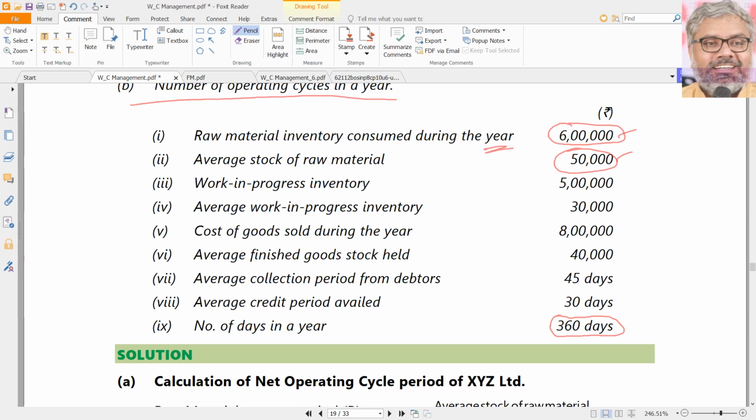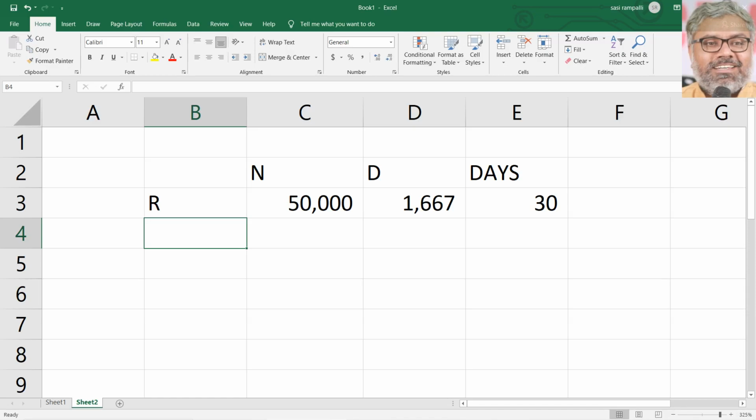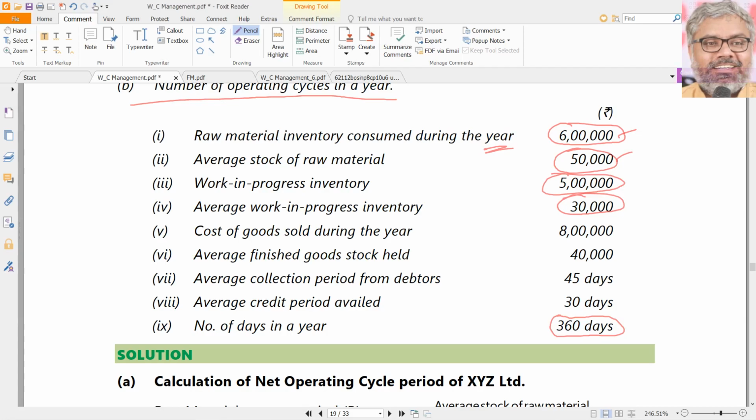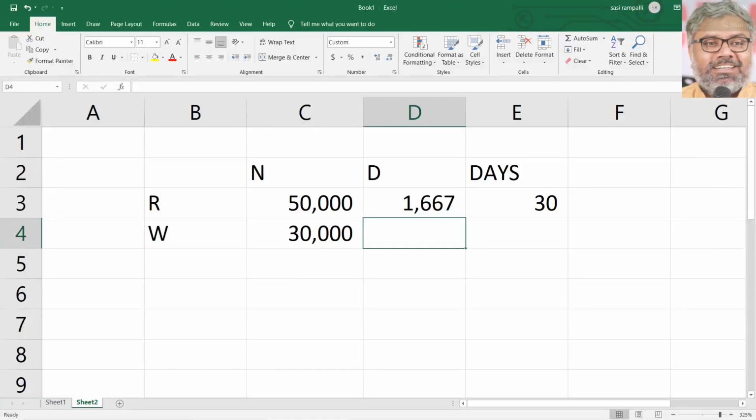That is R. Done. Second, work in progress inventory is 5 lakhs. Average work in progress inventory is 30,000. So 30,000 is the average. Let us call this W. That is work in progress inventory here is basically the total of that 5 lakhs, but that is for the year, divided by 360 days only here to be taken. So 5 lakhs divided by 360. That will be how much?